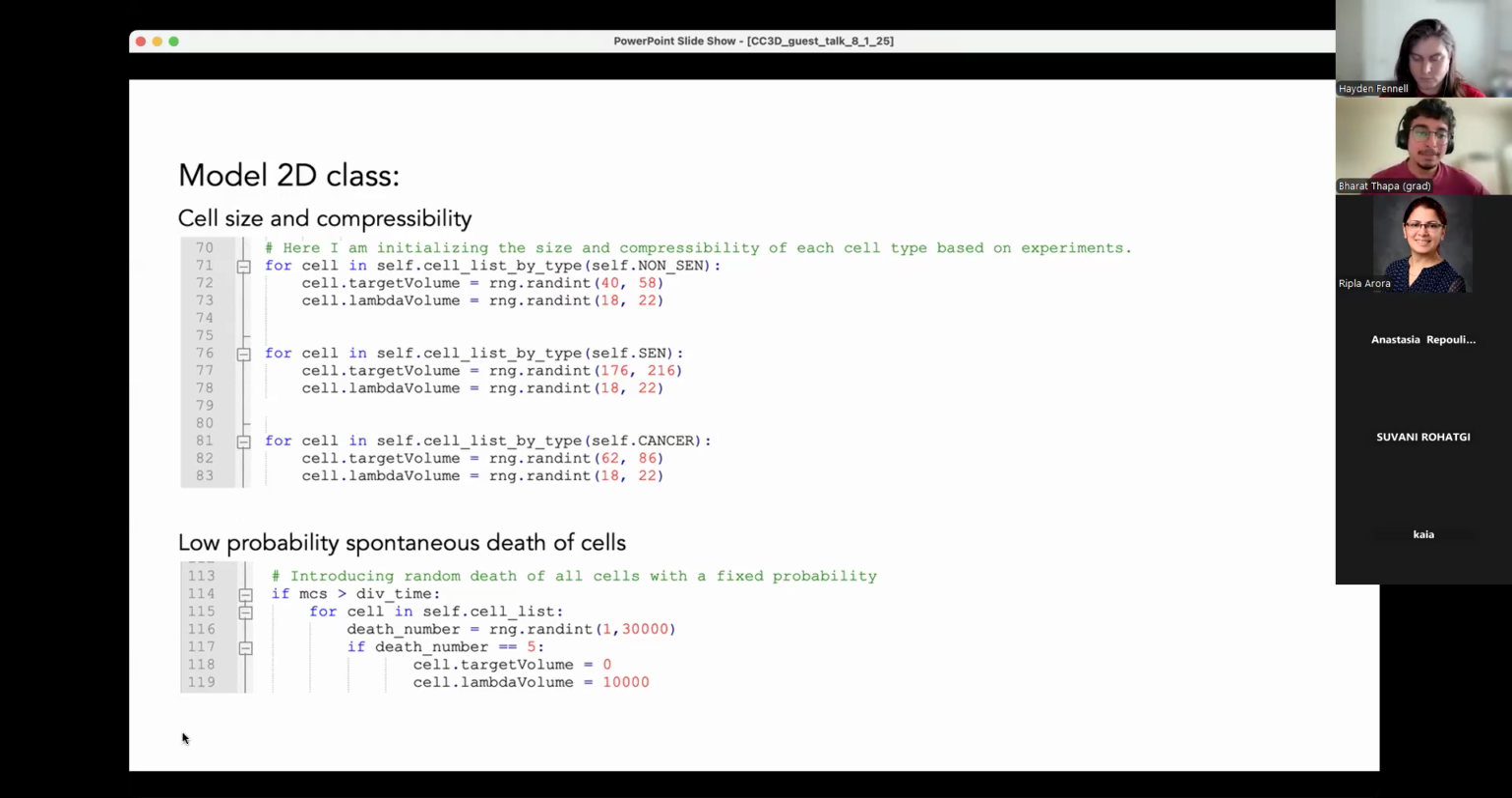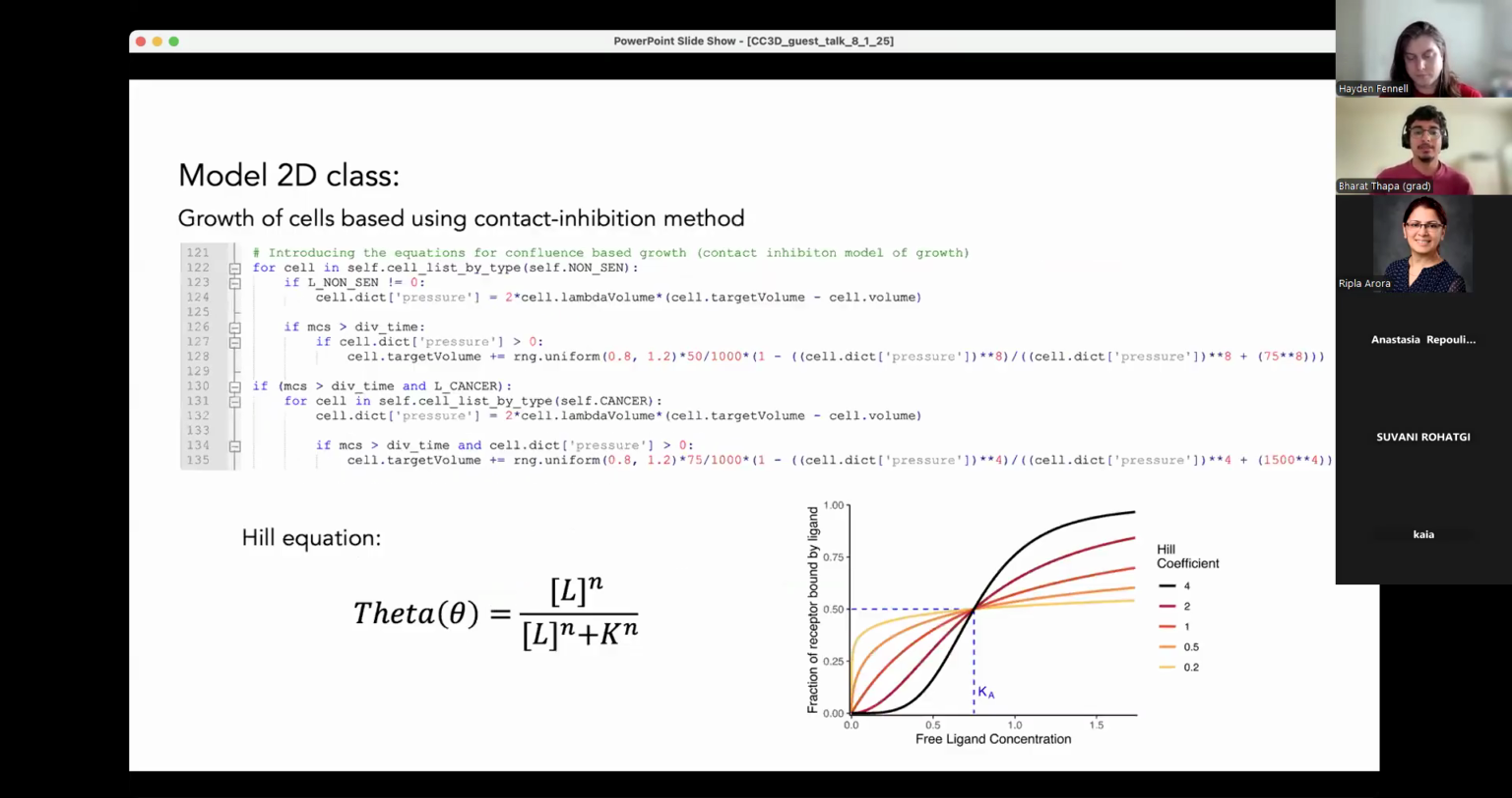I have also implemented a low probability spontaneous death of cells, which is a very small amount. You can see that it's a precise number, 5 out of 30,000. So it's a very small probability where a random cell, any cell, can just randomly die, just get removed from the simulation, which mimics how sometimes cells would just die on their own. So I just wanted to produce some biological noise and have some real-time observation come into the simulation.